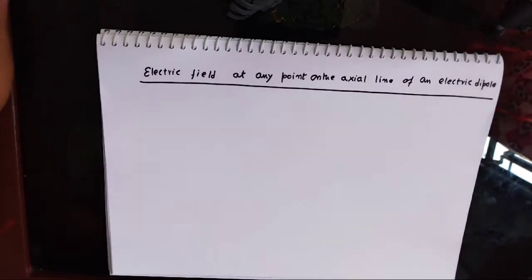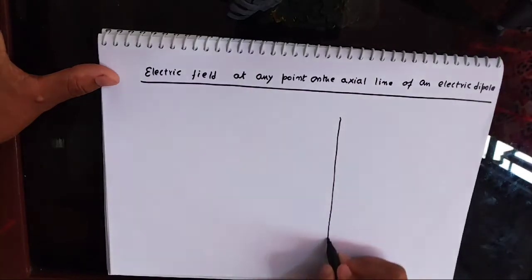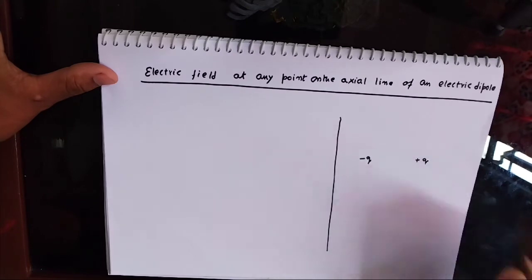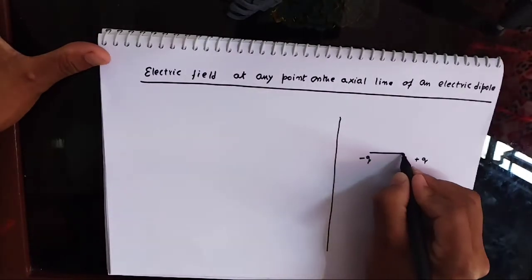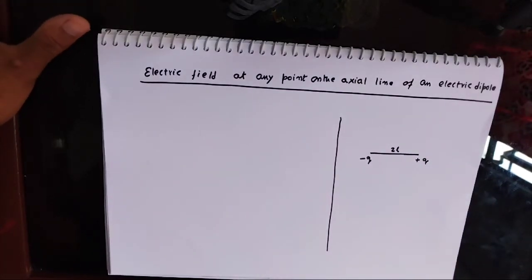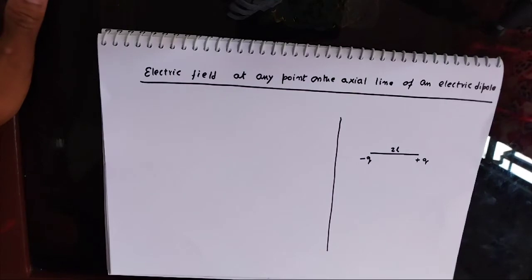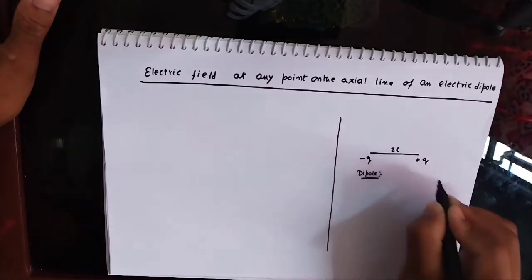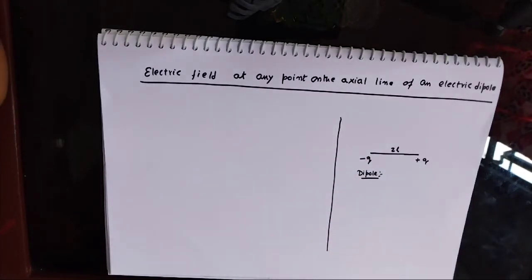Before we begin with this, let us understand what a dipole is. Suppose this one is a charge minus Q, this one is a charge plus Q, separated by a distance of length 2L. This constitutes a dipole. So what is a dipole? A pair of equal and opposite charges separated by a small distance is called a dipole.